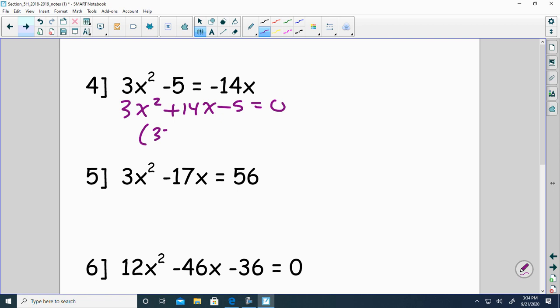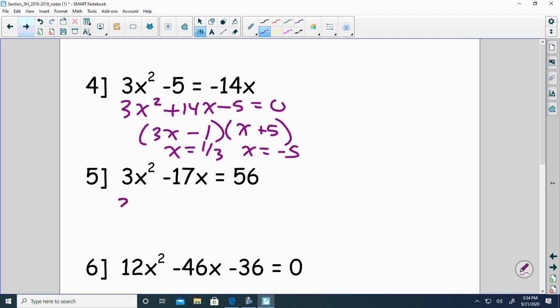And let's see if we can factor this. I get a 3x and an x. I think I'm going to have a 5 out here. It'll be a positive and a negative 1 there. Double check, does that work? 15x on the outside, negative 1x on the inside gives me the 14x. Works perfectly. x equals 1 over 3. Add 1 divided by 3. x equals negative 5. There's my two answers.